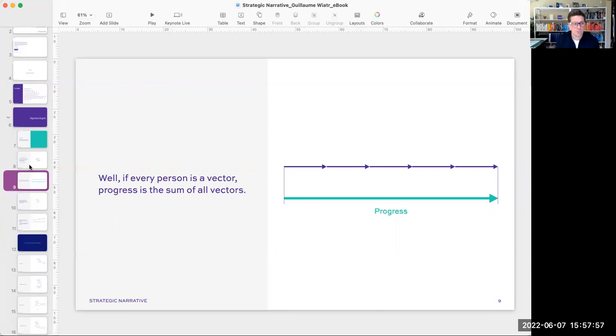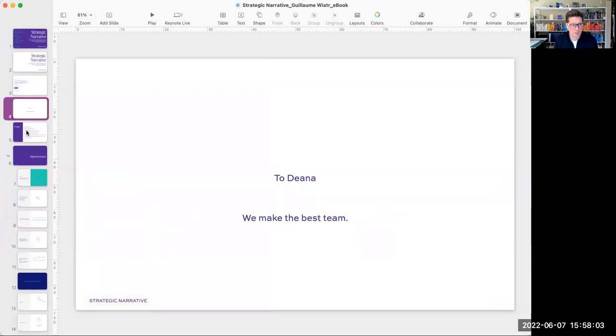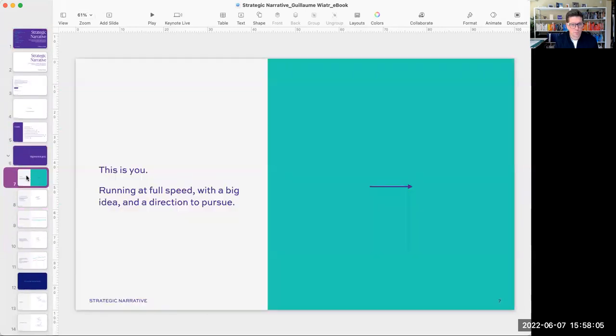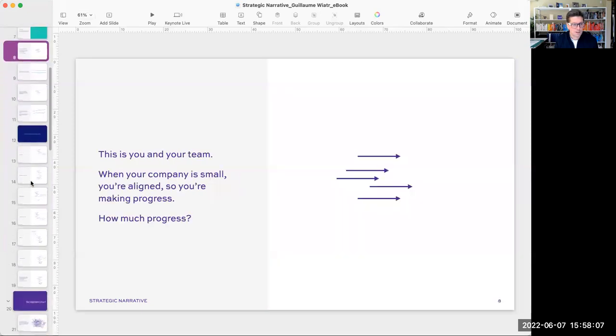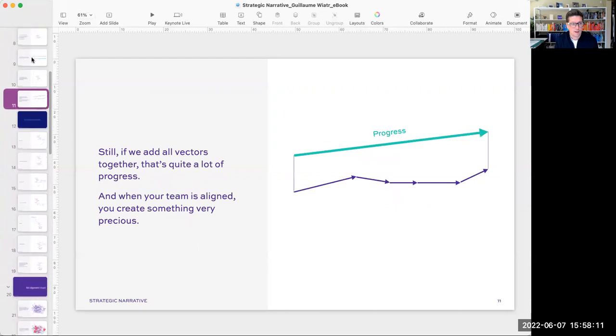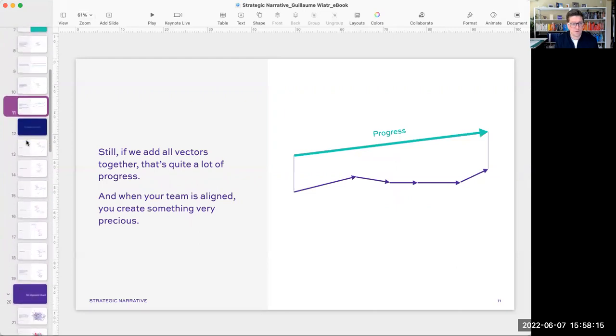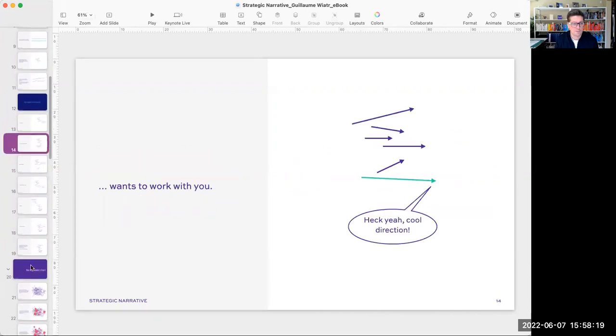So I thought, what if the arrows were the character for my book, and I carry the arrows all throughout the book. They're everywhere. So in the first chapter, it's all about how alignment can be seen as the sum of the vectors. But then when you don't have alignment, it's a mess.